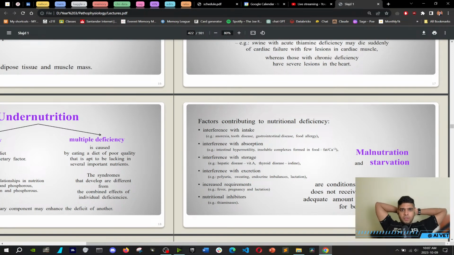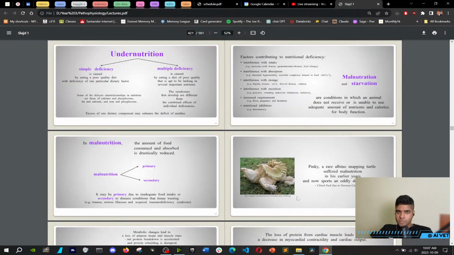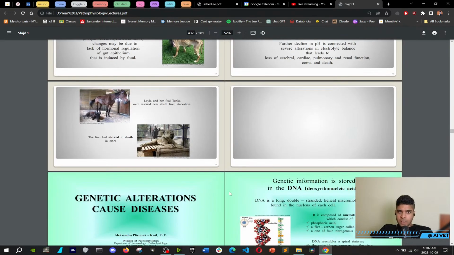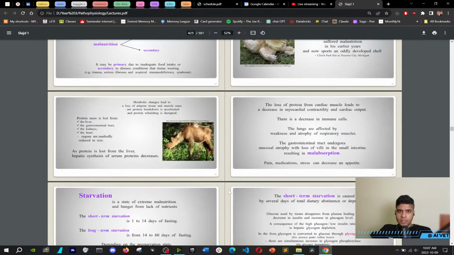Factors contributing to nutritional deficiencies are intake, absorption, and storage, and also excretion and increased requirement, let's say during pregnancy and lactation. Nutritional inhibitors, thiaminases. So malnutrition, starvation. Let's quickly do that.